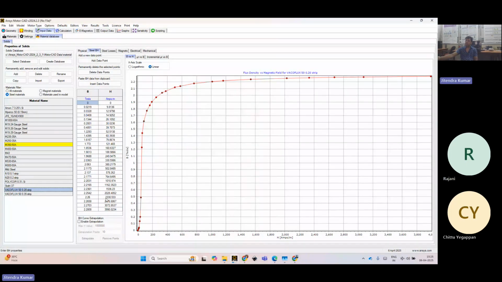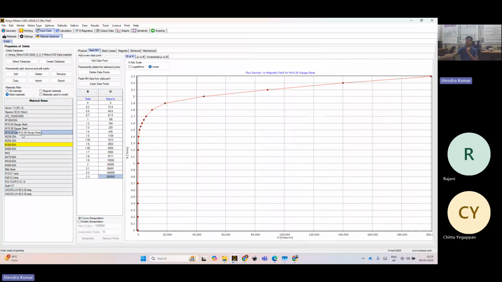Right. So if you have this much data here for this cobalt, corresponding to 2.2 Tesla, how much electric loading is required? 3,990 amperes per meter, right? Yes, sir. So to achieve almost 2.3 Tesla, you need only this much electric loading, 4 kiloampere per meter. Now, on the other hand, for M90, to achieve 2.3 Tesla, how much electric loading do you need to inject? That is almost 200,000.